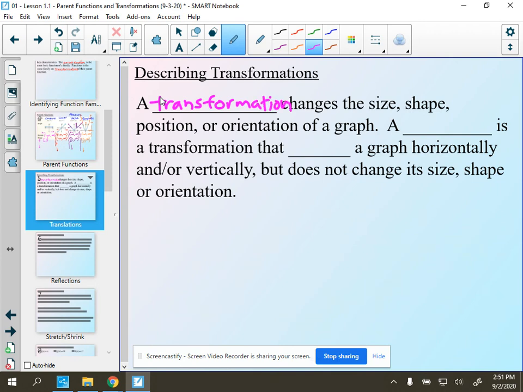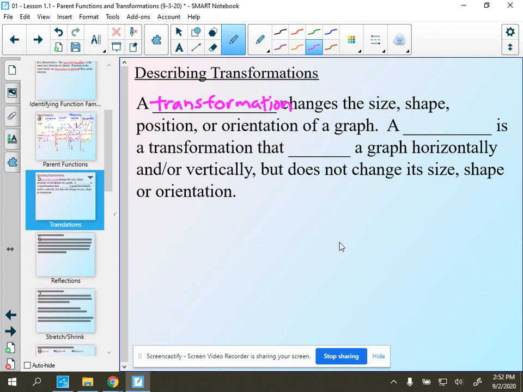That, I said it earlier, is our way of changing the size, the shape, the position. Size would be an example of getting bigger or getting smaller. As for the shape, does it look like a V, or does it look like an upside down V? That would also maybe fall into the orientation. Is it opening up? Is it opening down? But the position as well. Are we sliding it left, right, up, down?